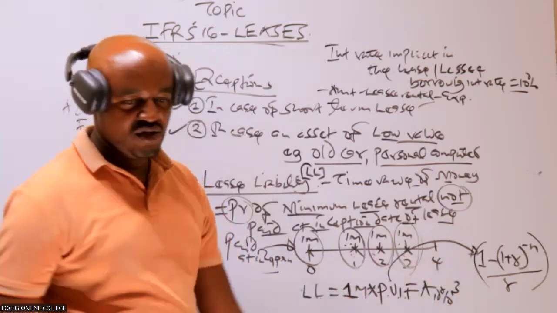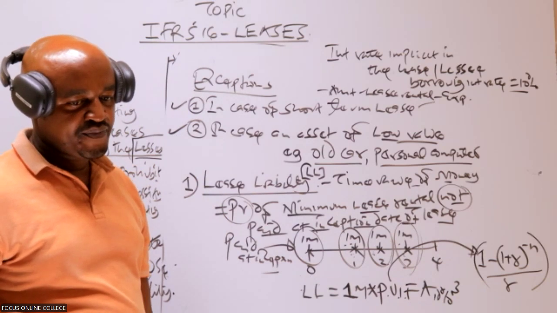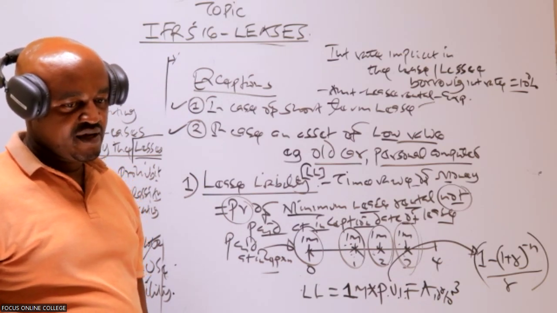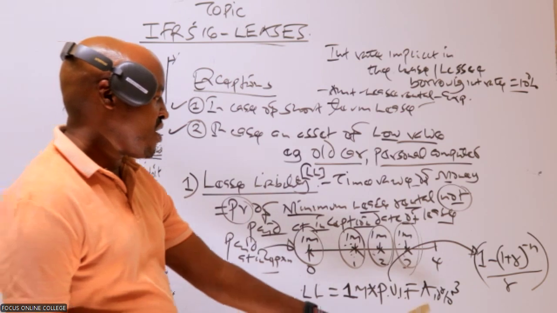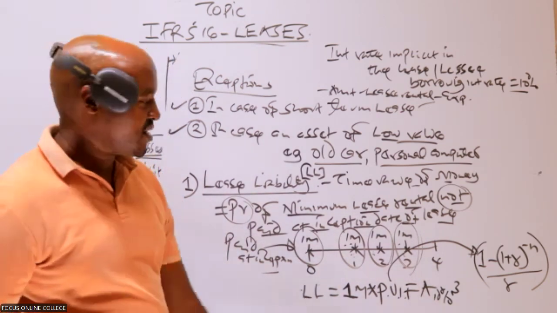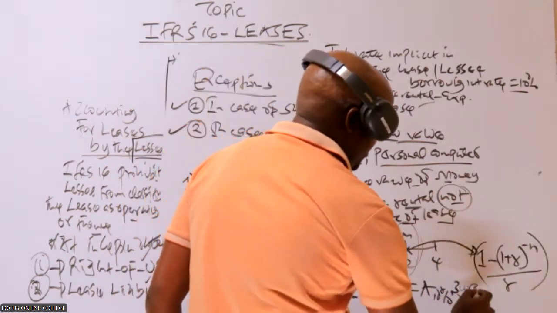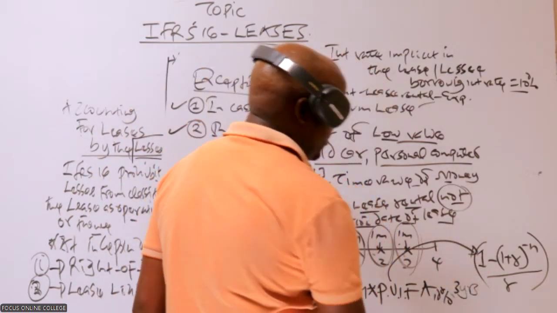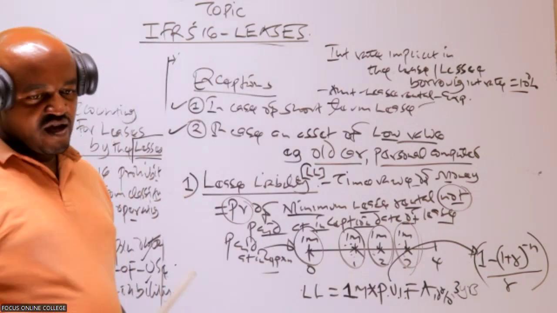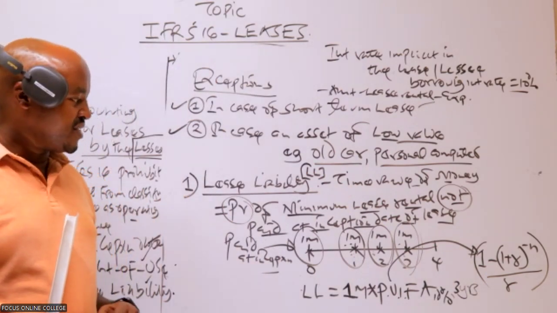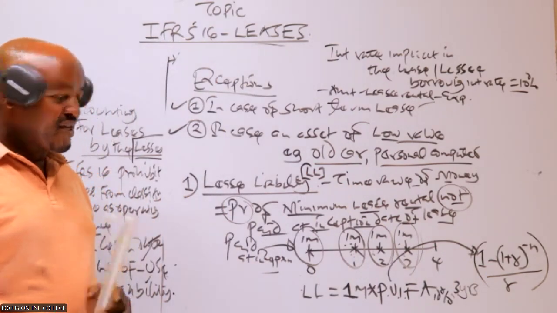Our n will be 3, because you have said we are discounting this amount paid for 3 years. So that's basically how we compute the lease liability.